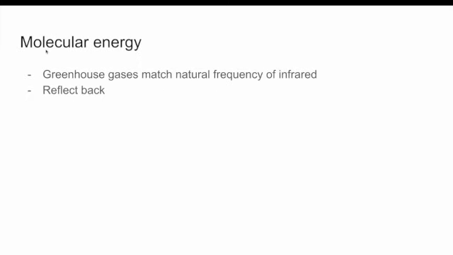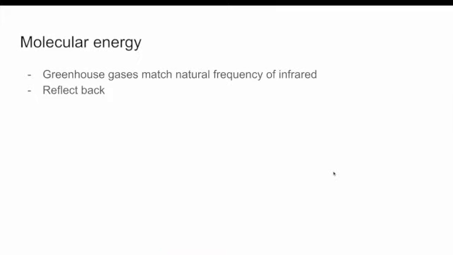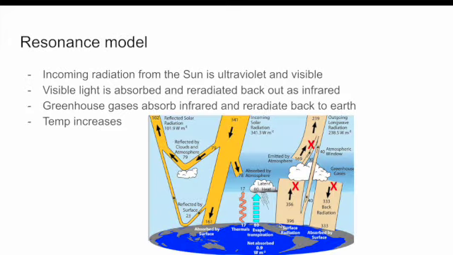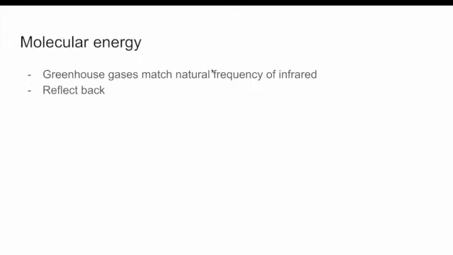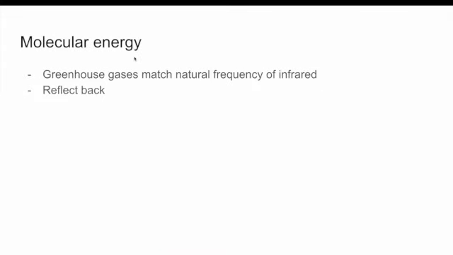Now there's something called a molecular energy model, but this is just the resonance model looked at a little bit deeper. All it means is that the natural frequency of the greenhouse gases up here matches the natural frequency of the infrared that's coming up here. And so basically it absorbs nicely and then it reflects right back. So it just explains why. So that's all you need to know.